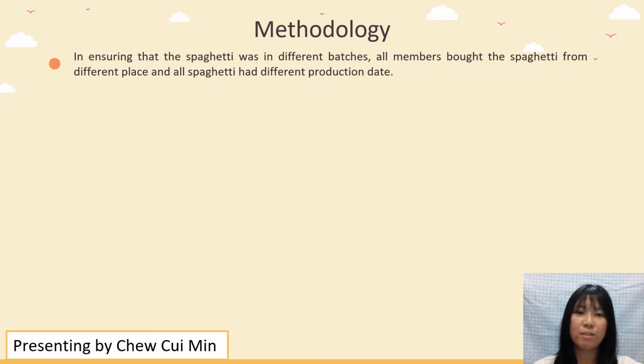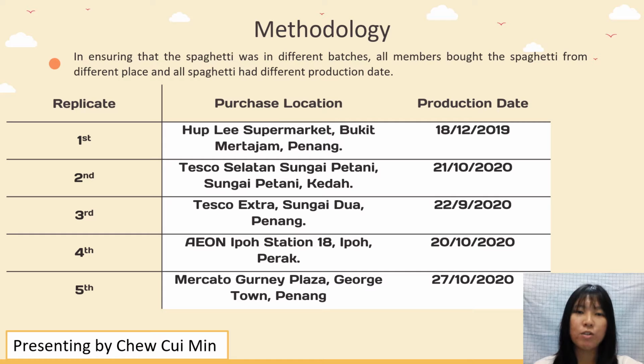In ensuring that the spaghetti was in different batches, all members bought the spaghetti from different places, and all the spaghetti had different production dates. This table shows the purchase locations and production dates of the spaghetti. The first replicate is bought at Liew Supermarket, Bukit Mertajam, Penang, and the production date is 18 December 2019. The second replicate is bought at Tesco Selatan, Sungai Petani, Perak. The production date is 21st October 2020.